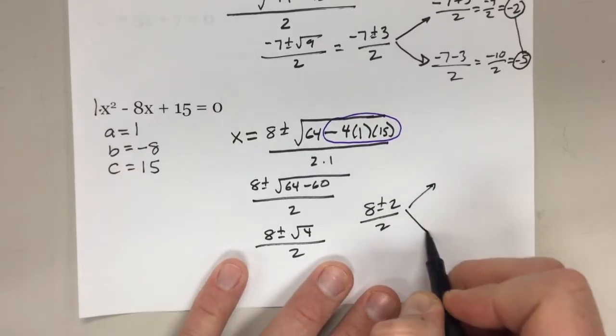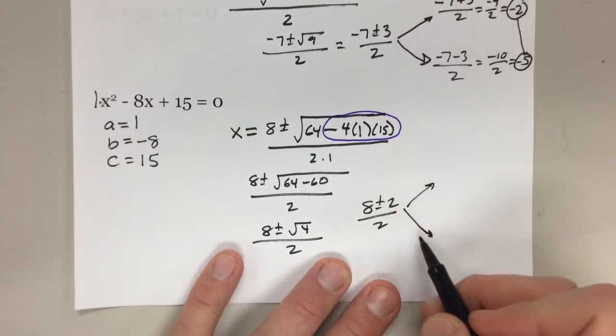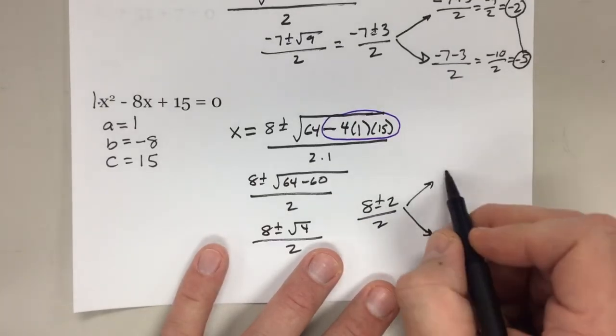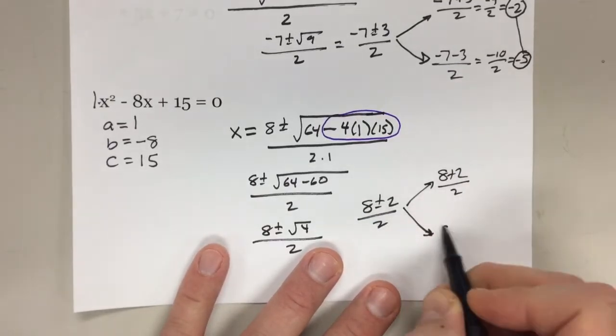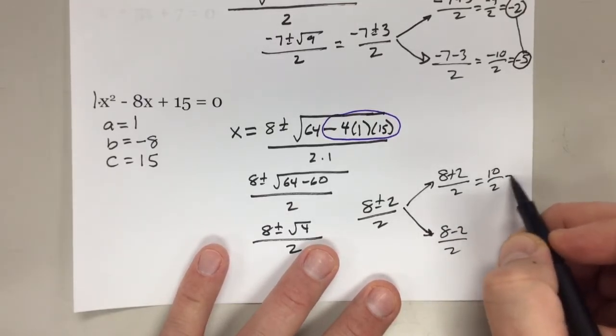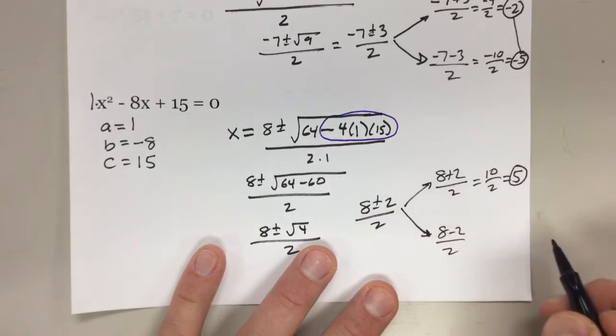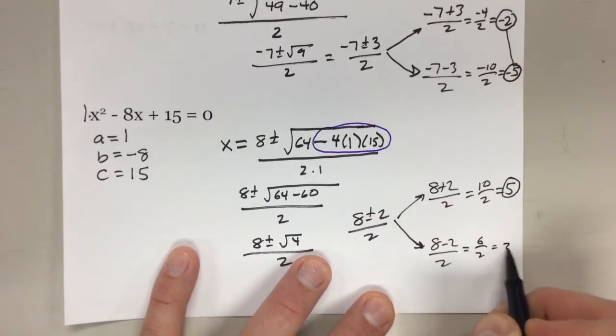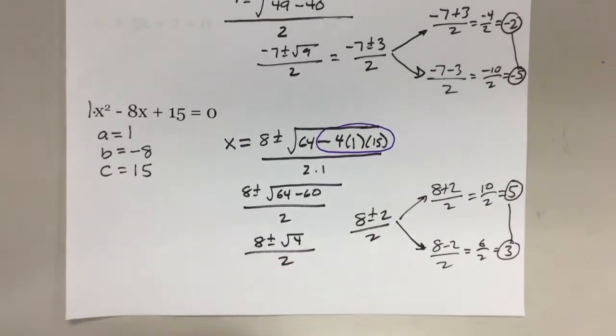So now I solve two equations, once with adding 8 plus 2 and once with subtracting 8 minus 2. So 8 plus 2 over 2, 8 minus 2 over 2. So this is 10 over 2, which is 5. This is 6 over 2, which is 3. There's my two answers.